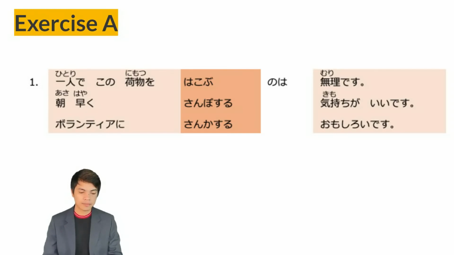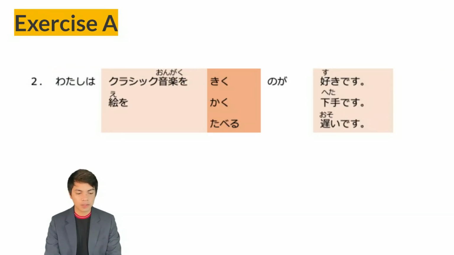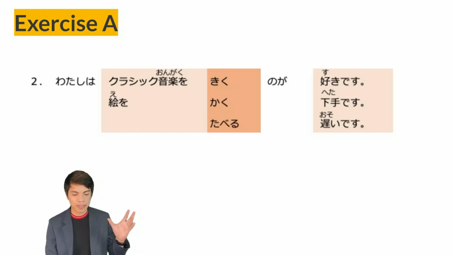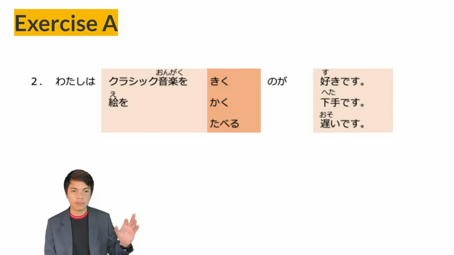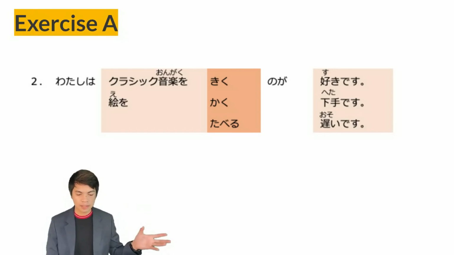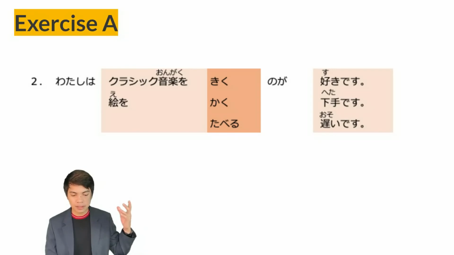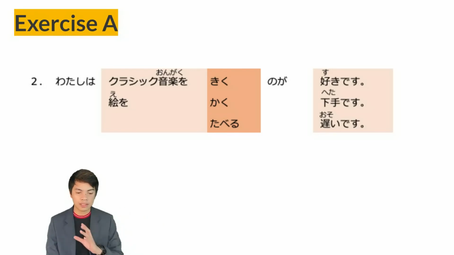Number 2. 私はクラシック音楽を聴くのが好きです。So, 私はクラシック音楽を聴く, from the verb 聴きます, to listen. So, listening to classic songs のが好きです。So, once again, we will use the particle が for adjectives such as 好きです、下手です、上手です and other non-adjectives that use the particle が。So, 好きです. I like listening to classic songs.